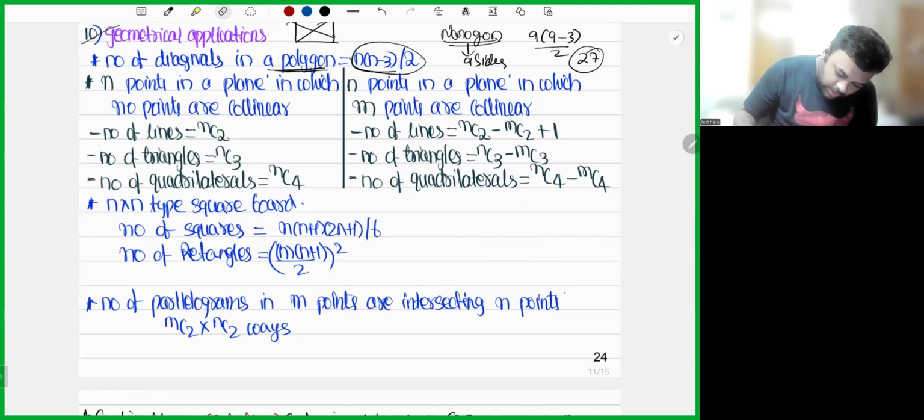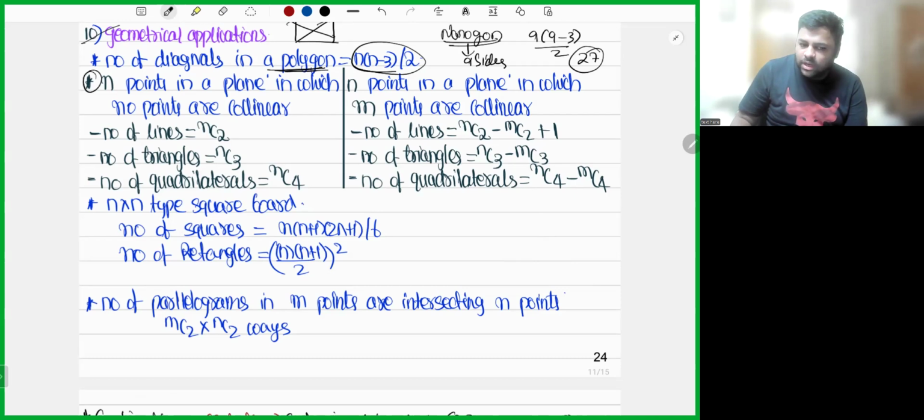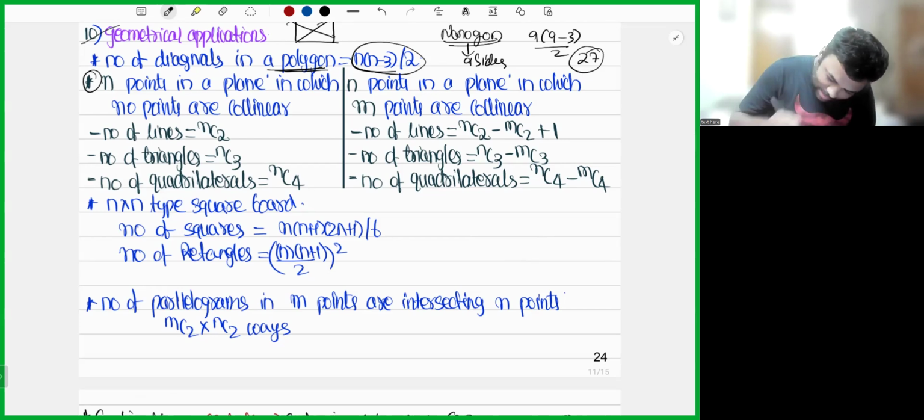Now see this next point. N points in a plane in which no points are collinear. No points are collinear means none of the points are lying on the same line. Now, let us assume 4 or 5 points somewhat like this. When you are having points like this, he's telling how many lines are possible.